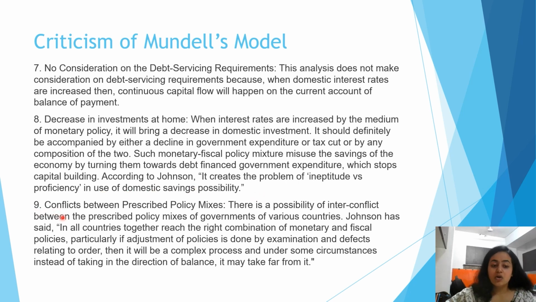Ninth, conflicts between prescribed policy mixes. There is a possibility of inter-conflict between the prescribed policy mix of governments of various countries. Johnson has said that for all countries together to reach the right combination of monetary and fiscal policies, particularly if adjustment of policies is done by examining defects relating to order, will be a complex process. Under some circumstances, instead of moving in the direction of balance, it may move far from it. With this, we complete Mundell's model.